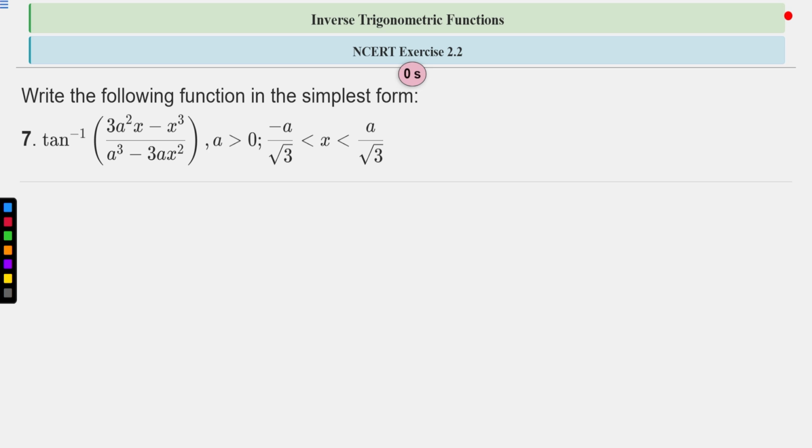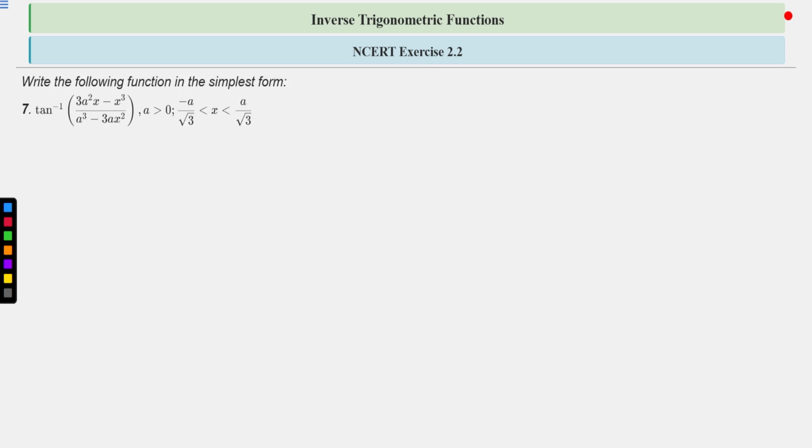Okay, let us move to the solution part. So our expression is tan inverse 3a square x minus x cube upon a cube minus 3a x square, when x is between minus a by root 3 to a by root 3. So the correct answer will be 3 tan inverse x by a. Let us see. Let us move to the solution part.